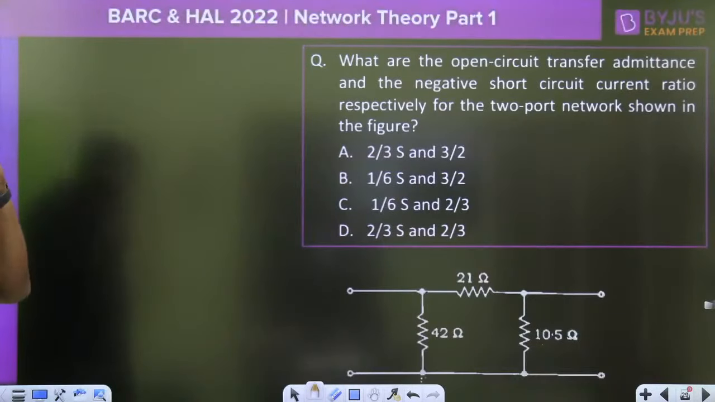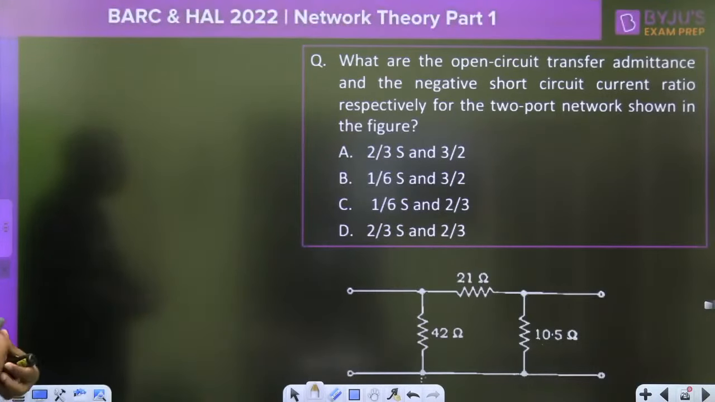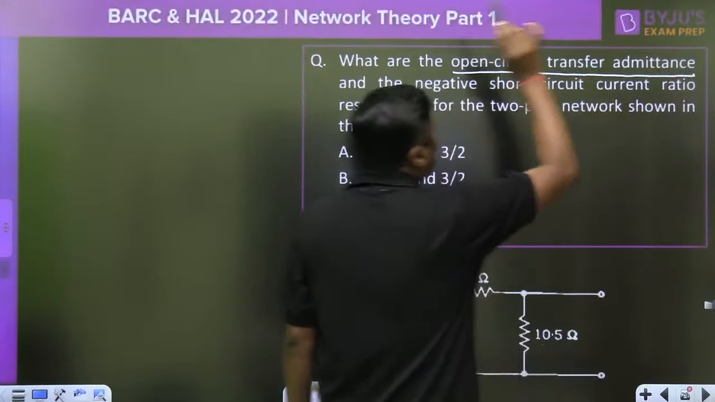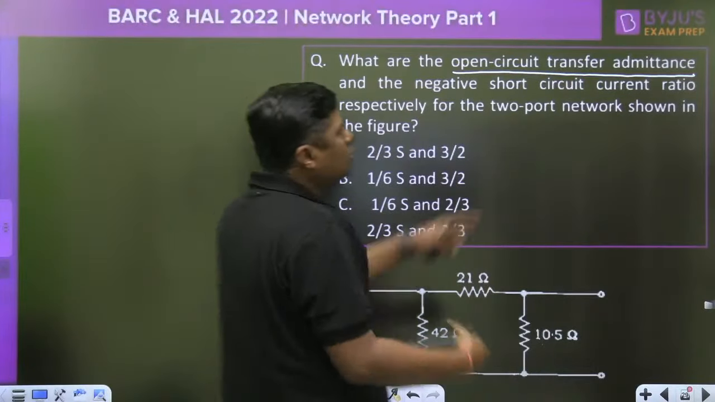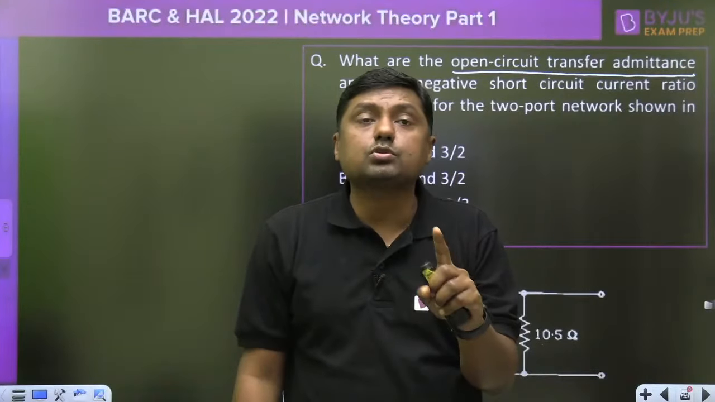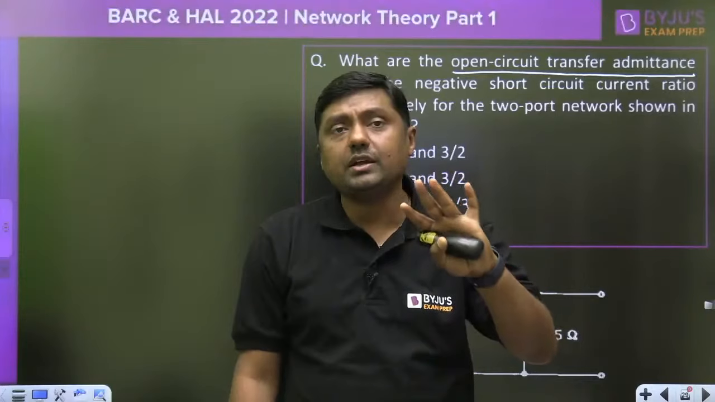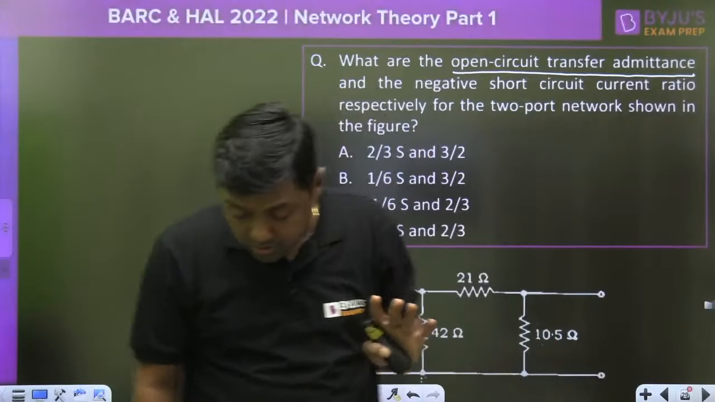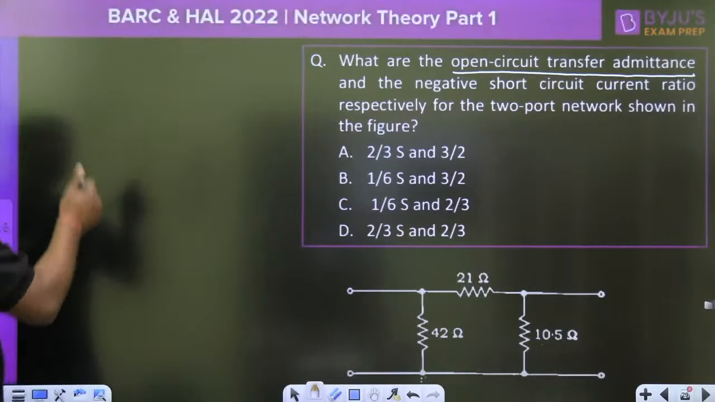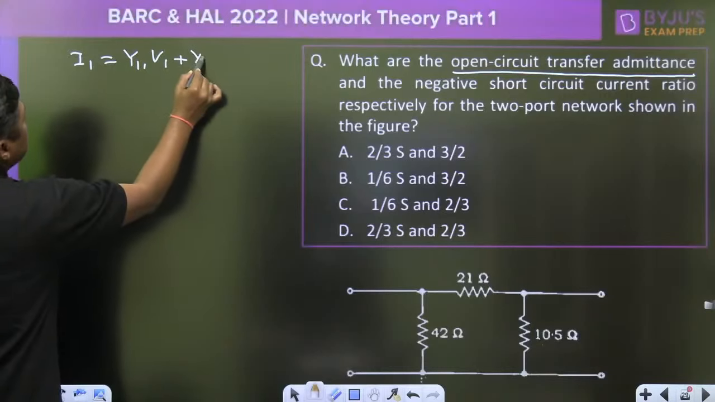Now, a similar type of question: please read this. What are the open circuit transfer admittances? This is the phrase: open circuit transfer admittance. When we are talking about admittance, admittance means Y parameter. But all the Y parameters are short circuit parameters. I'm trying to take one session on steady state analysis, and tomorrow we will discuss a number of questions on it. When we see admittance, we simply think it is a Y parameter, but it is a short circuit parameter. It is not an open circuit parameter.